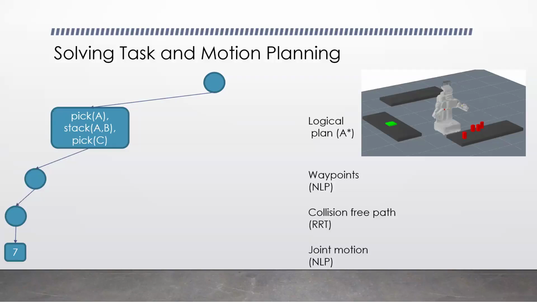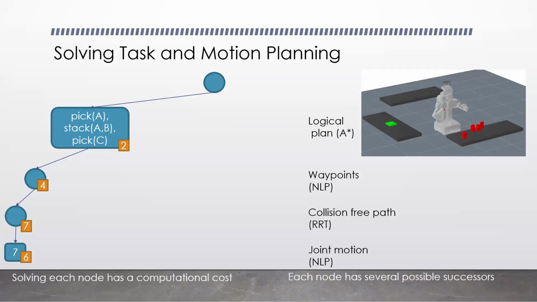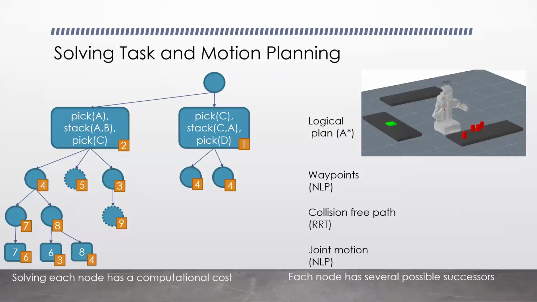Except that this is not the only option. First, solving each of these nodes has a computational cost: solving the nonlinear program, finding a plan, etc. So maybe this costs 2, this costs 4, this costs 7, and this costs 6. So to find a solution that gives you a cost of 7 takes, if you sum these up, 19 computational time units. But it is not the only option. You're actually searching in a tree of possible computations, which will end up giving you different motions.